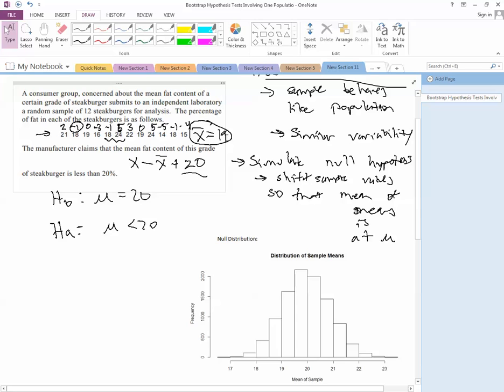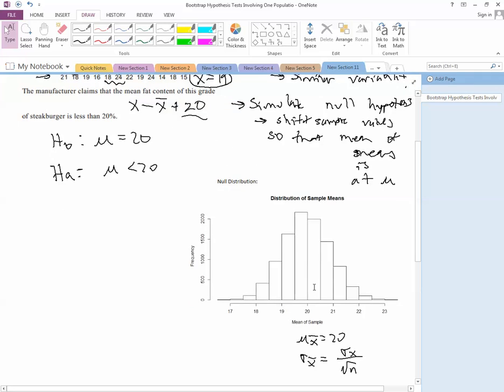And so we want to say, is this sufficiently small enough to where we would say it's highly unlikely that an X bar of 19 would occur from a population sampling distribution that's centered at 20? Well, you can see that it's not that unusual to get a sample value of that. So first of all, because we're testing mu is less than 20, we're going to have some cutoff over here, and I don't know exactly where that cutoff is going to be because we have to figure out a couple of things first.